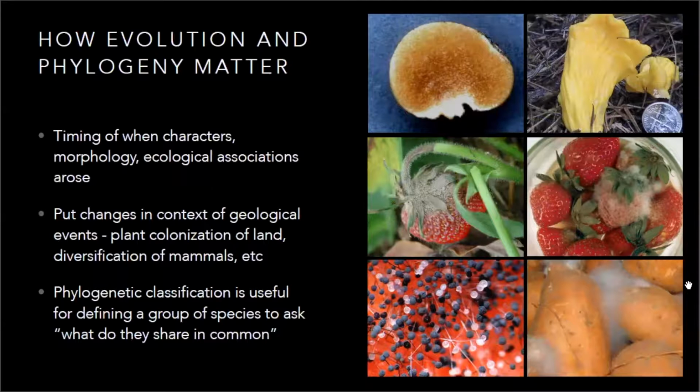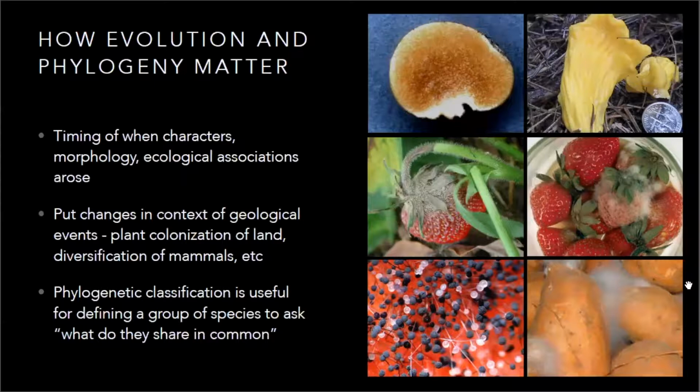But also, in a broader context, the rise of diversity of fungi could be correlated with the rise in diversity of plants, or the rise in diversity of insects. And so understanding the timing better is what the phylogenetic work allows us to present, and then to correlate that with other kinds of characteristics.